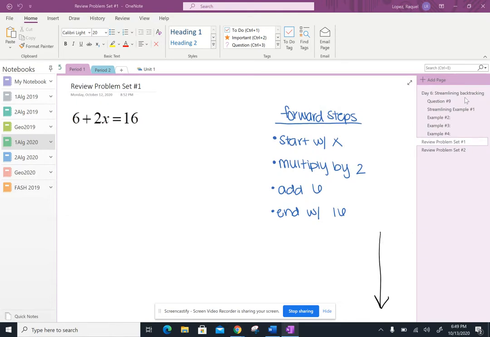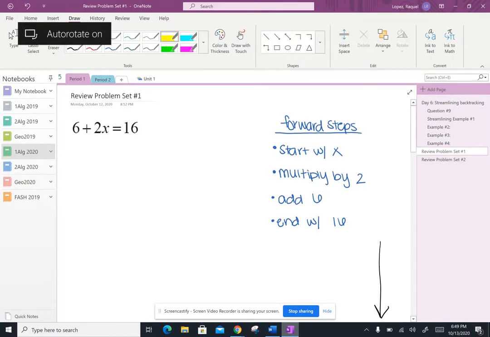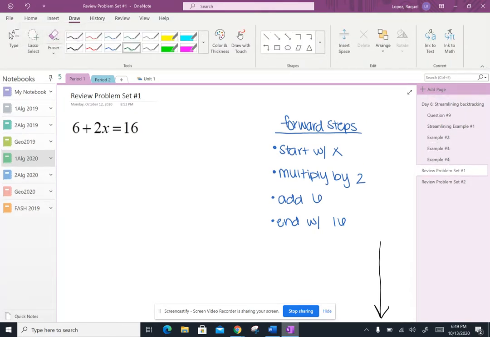Okay, so this is the first problem that you guys should have tried. You can see over here, I've gone ahead and written out the forward steps as a guide. I didn't write the backward steps because I'm just going to use the forward steps to help me backtrack and undo. In all of these problems I'm going to do the streamline work that we've been doing together. Remember, if we're backtracking and undoing, I'm going to start at the very bottom of my forward steps and work my way up by undoing each of the operations.